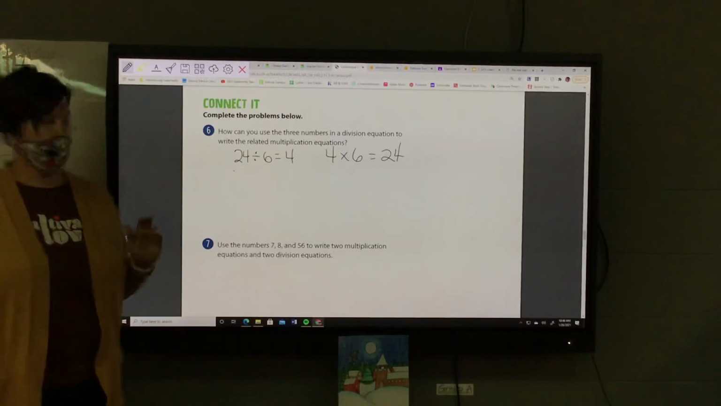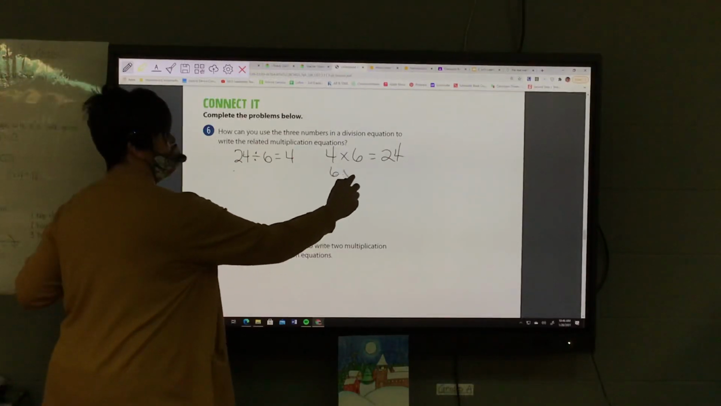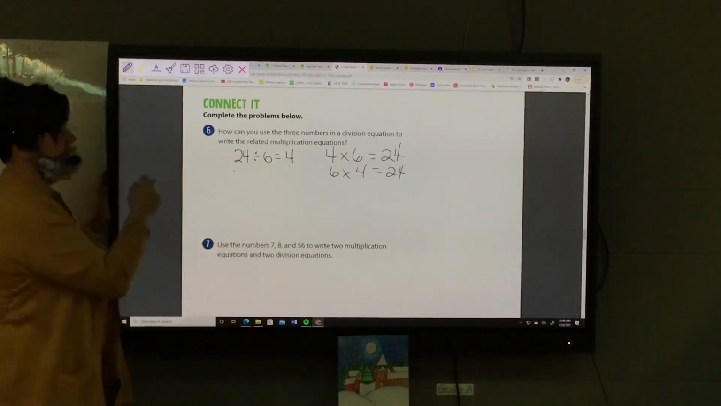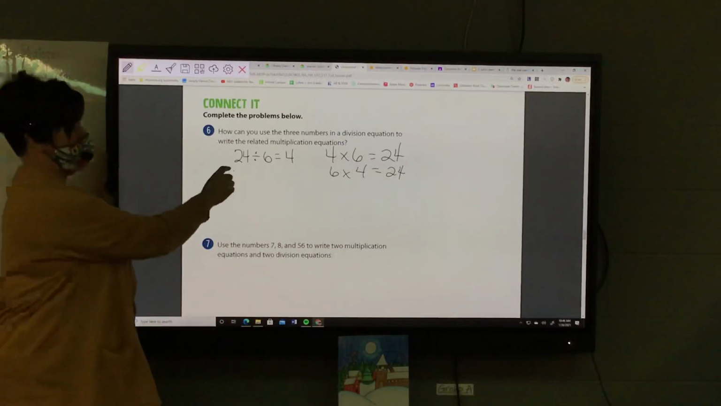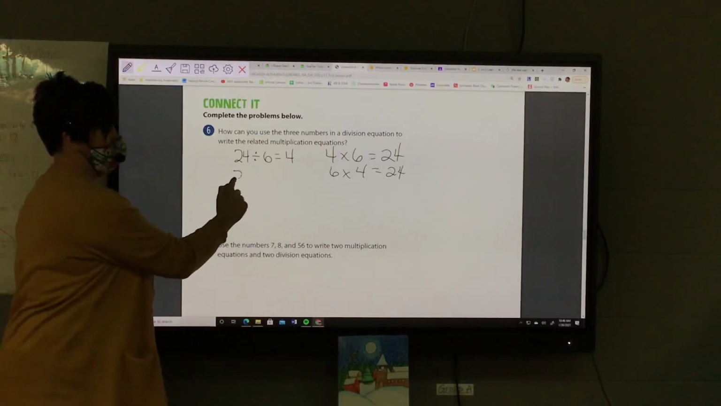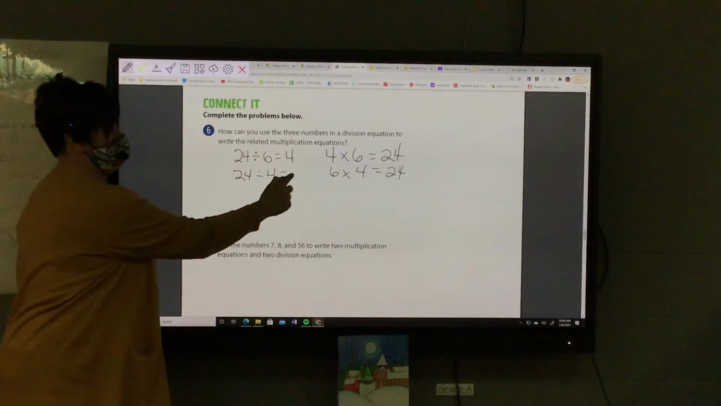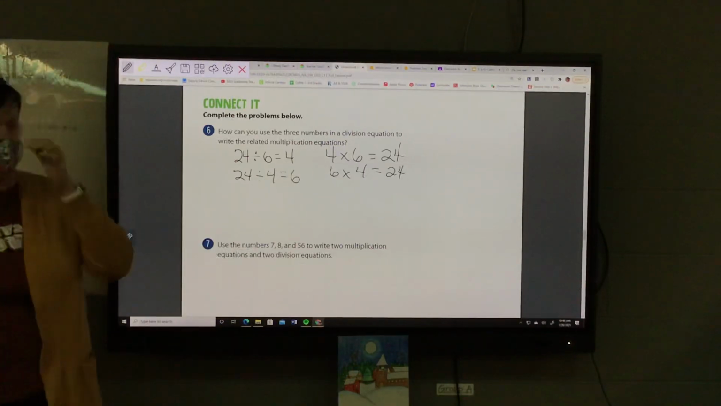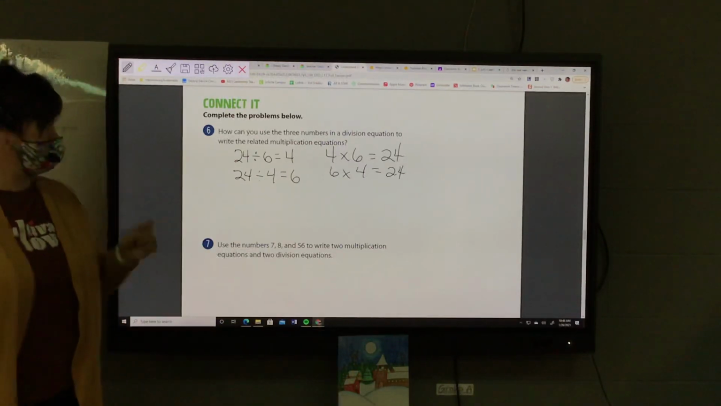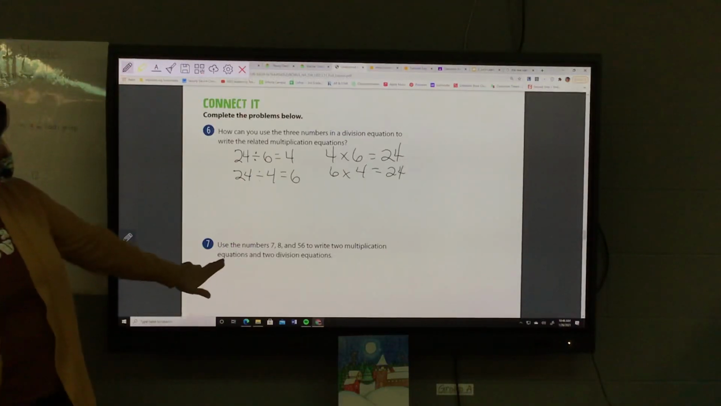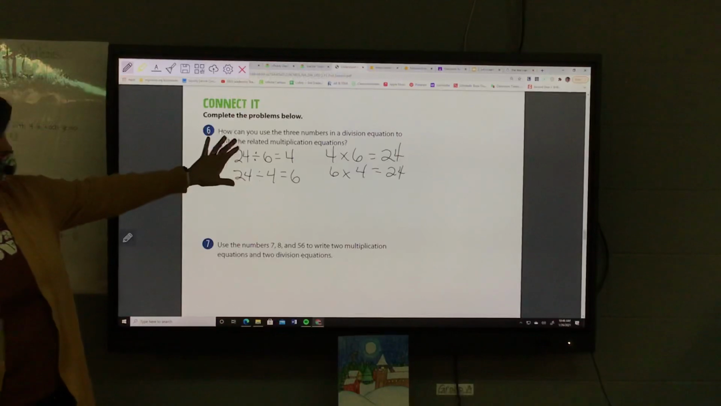Yep. Could it be written like this too? What would be the other division equation? 24 divided by 4 equals 6. All right. Now, we're just going to do that for 6.